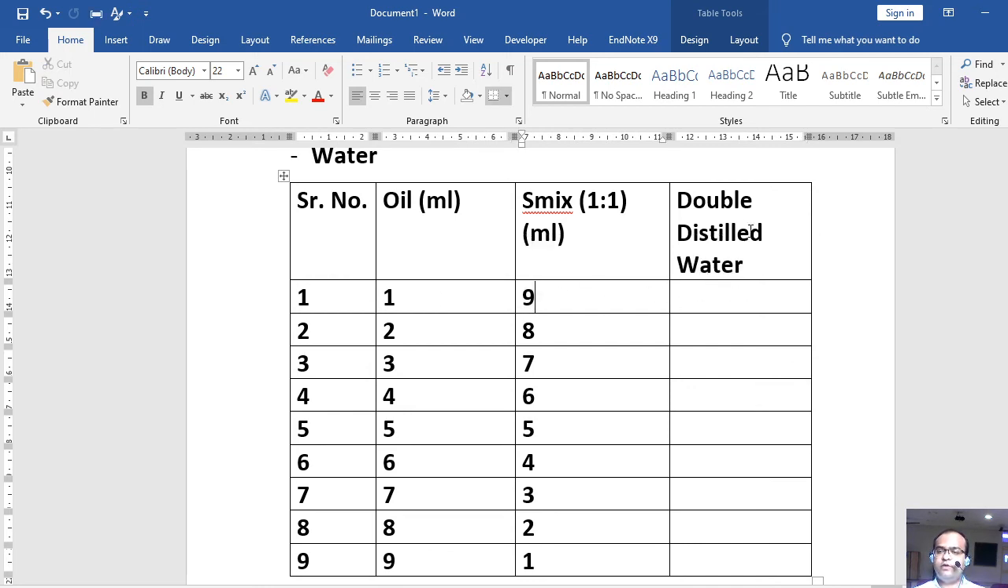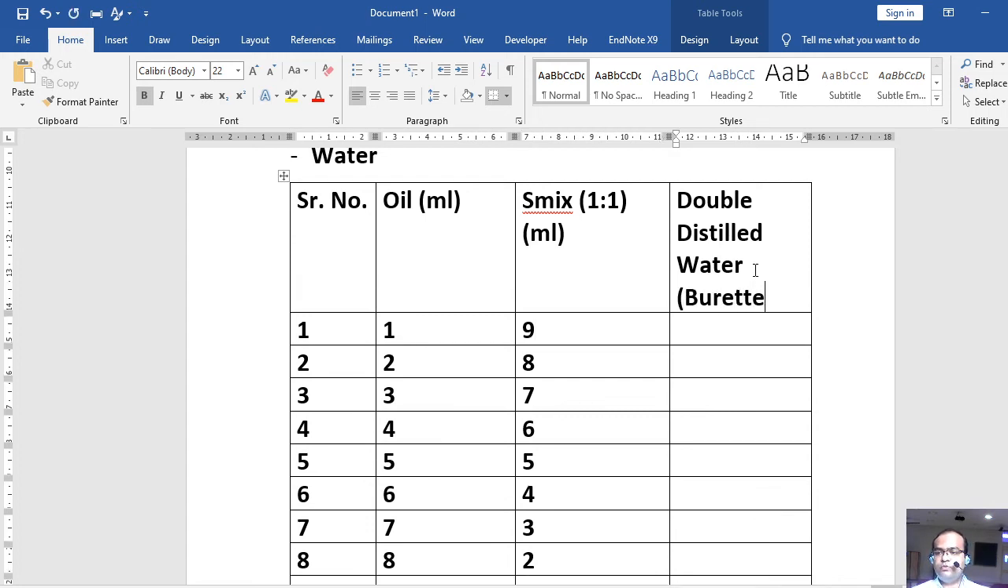So we will fill this water in our regular burette, and then we will titrate our first sample with the water. How will we titrate? I will add the water drop by drop in this mixture. I will add one drop, and then I will mix it. Now you may have lots of options for the mixing, right?